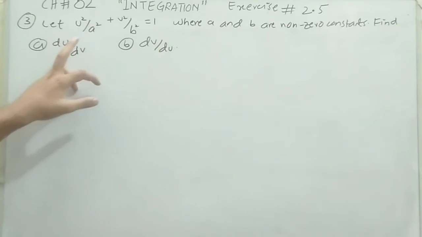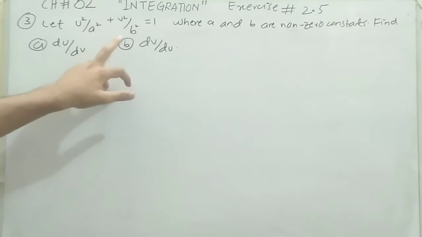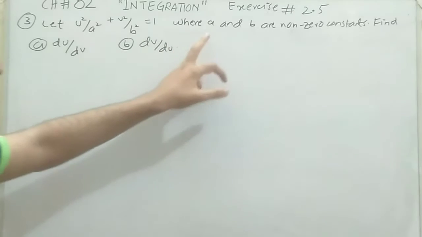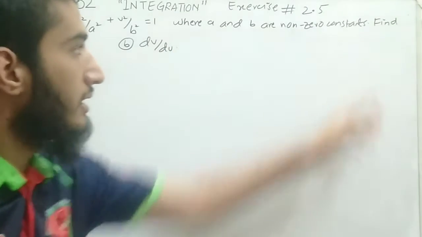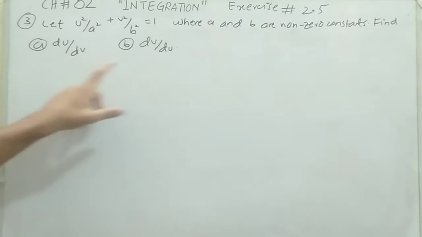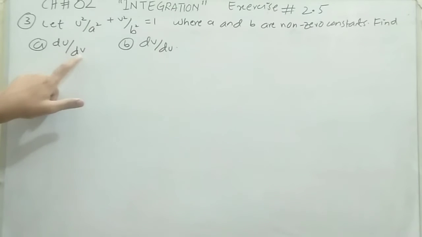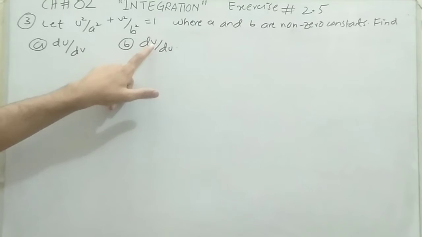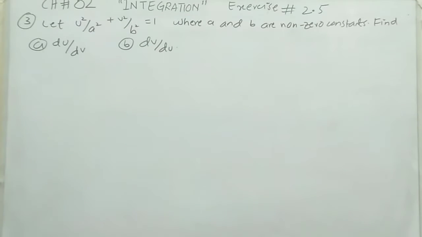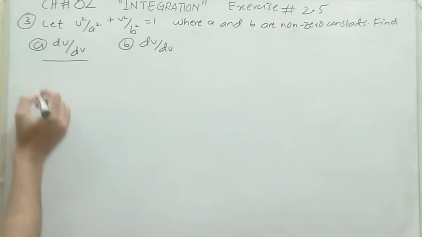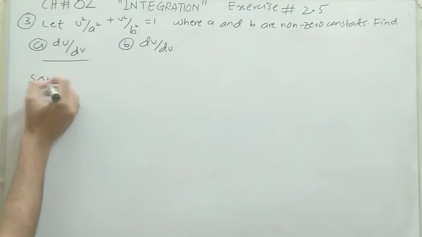It tells that let u square by a square plus v square by b square is equal to 1 where a and b are non-zero constants. Find the value of du by dv and dv by du. Du by dv means the derivative of u with respect to v, and dv by du means the derivative of v with respect to u. First we are going to find du by dv. So move towards the solution.